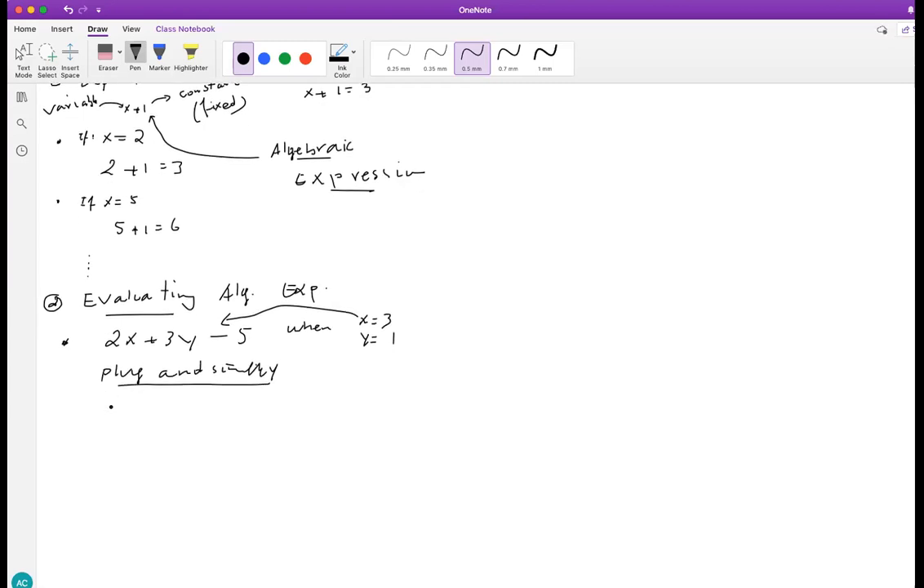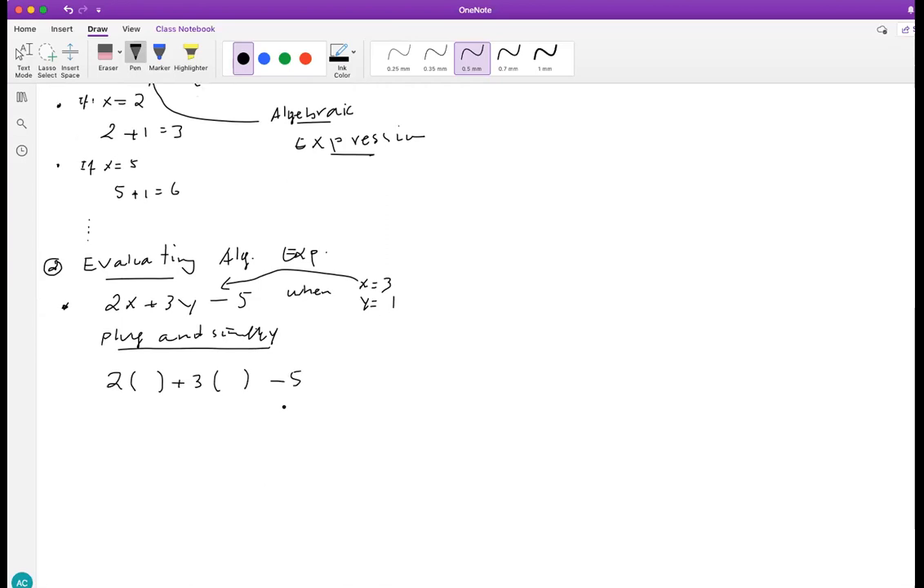So basically, we're going to say 2. The operation here between 2 and x is a multiplication. 2x means 2 times x. There's an invisible multiplication, so we're going to say 2 times whatever the value of x is, plus 3 times y. 3y means 3 times y. Then we're going to put the value of y here, minus 5. So I suggest you start like this when you have an evaluation of an expression. Just put some empty parentheses instead of the variables.